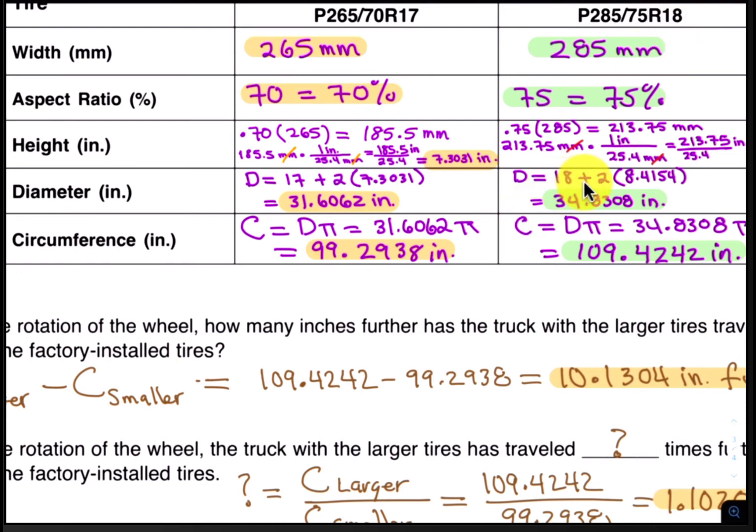All right, for the bigger tire, the diameter of the rim is 18. So that's going to be 18 plus 2 times the height. And the height was 8.4154. So we put this in the calculator and we end up with 34.8308 inches.